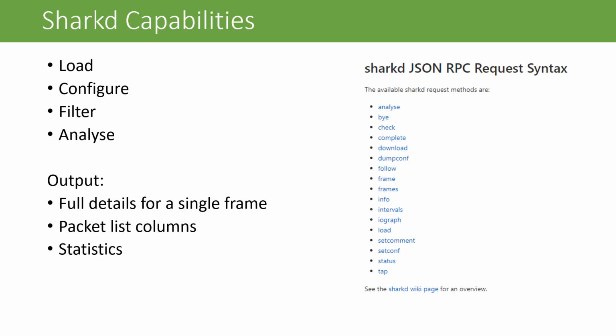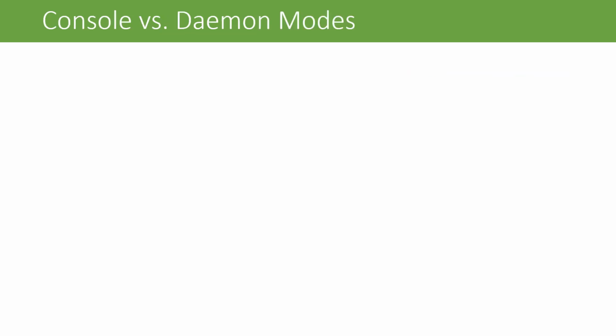We can also output statistics information and entire objects such as an image file or even just an HTML file, in the same way that you can export objects out of Wireshark. So you can pretty much do everything you can do in Wireshark by sending commands to the SharkD interface.